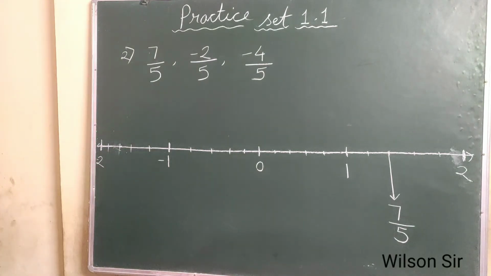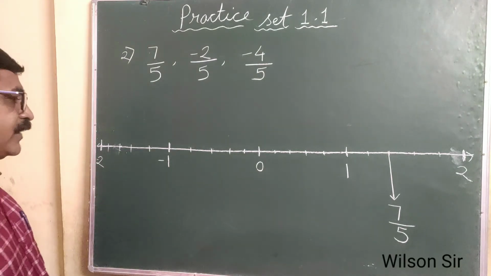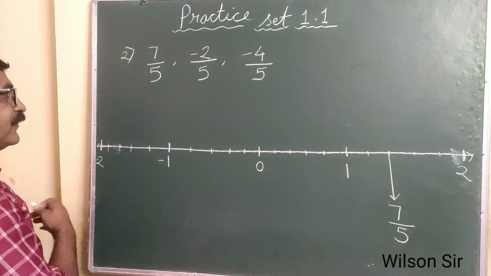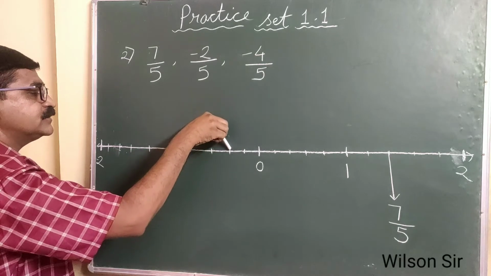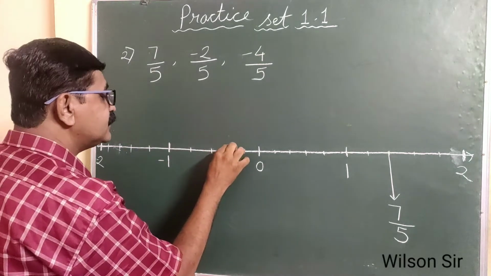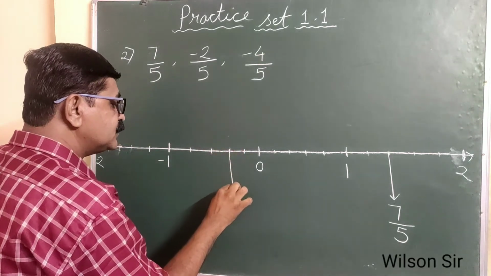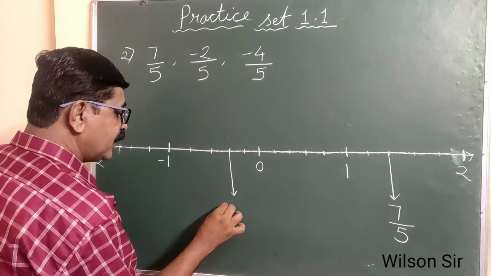Second number is minus 2 upon 5. So come from 0 to the left hand side, count 2. 1, and this is 2. So here you will get minus 2 upon 5.